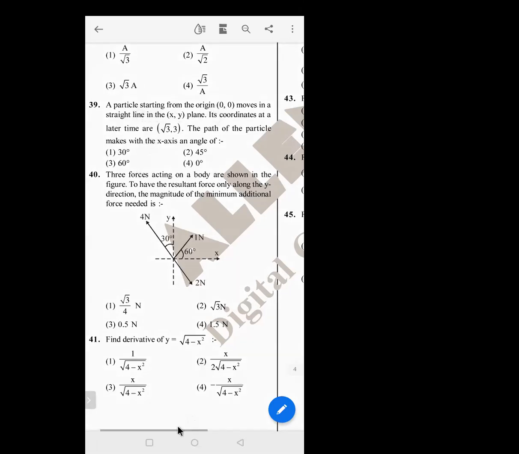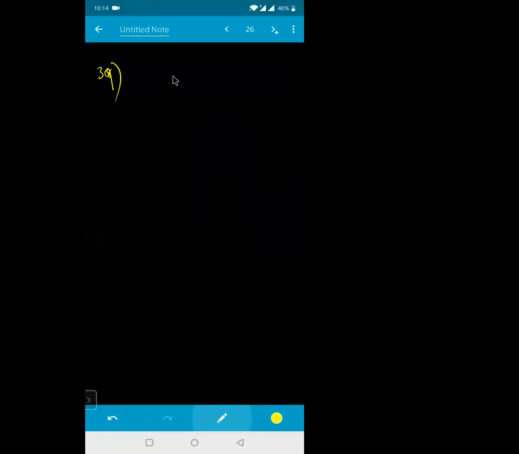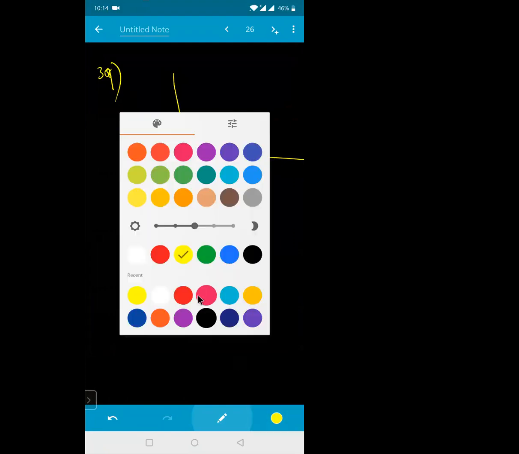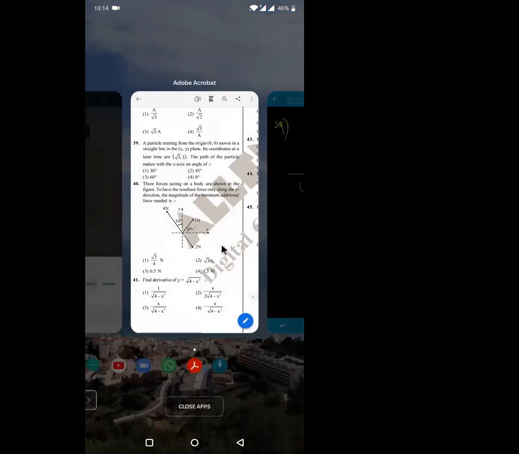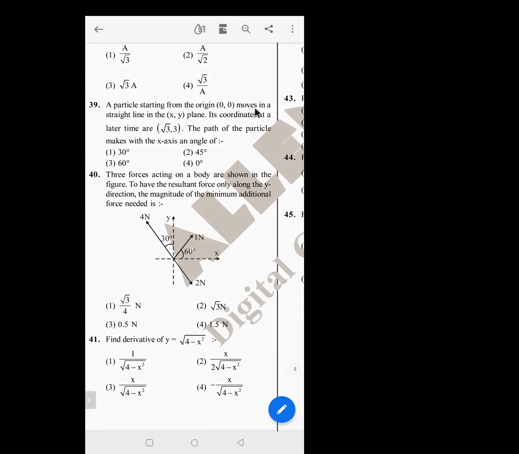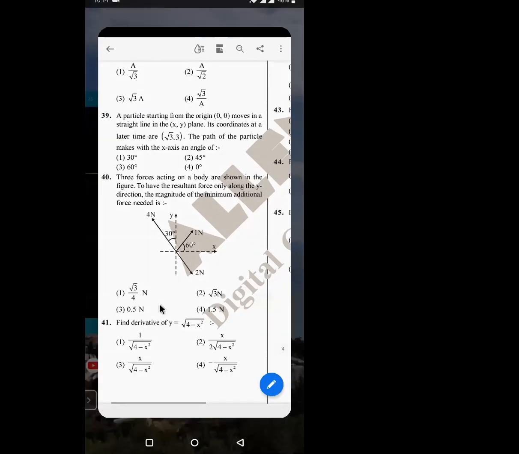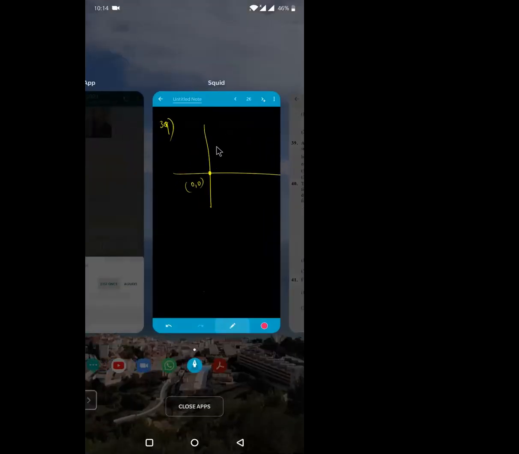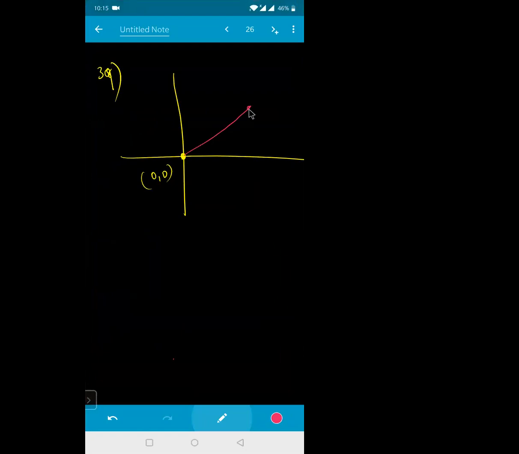Where was the particle earlier? It was at the origin. So draw the diagram for this one. If I take the particle like this, right now the particle is at 0, 0. So the particle was here. After that it moved from there. A particle starting from origin 0, 0 moves along a straight line in the xy plane. Its coordinates at a later time: x is root 3, y is 3. So this particle has come from here to here, somewhere here. Its x coordinate is root 3 and this is 3. So this one is the y coordinate and this one is the x coordinate, and it is making an angle of theta.